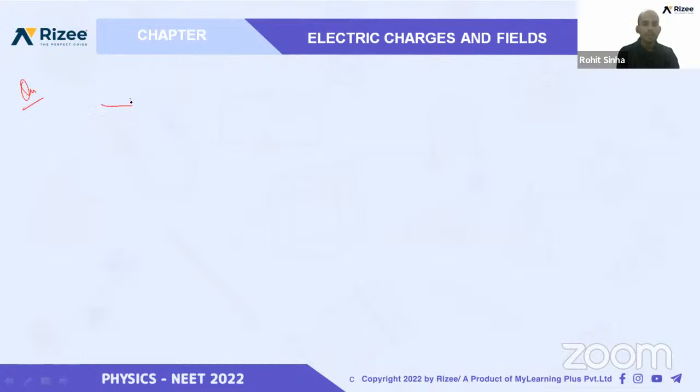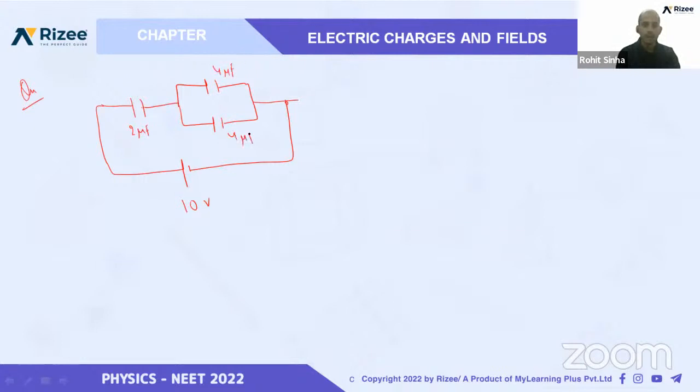Suppose we are having this arrangement of capacitance, and we have applied a potential of 10 volt. This is 2 microfarad, this is 4 microfarad, this is 4 microfarad, and 10 volt. We have to find the charge Q through this.